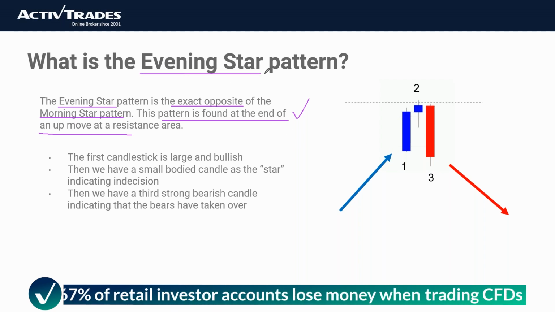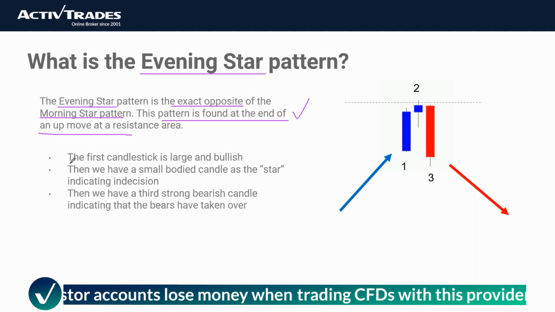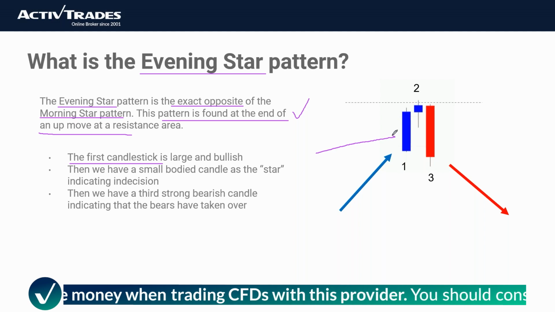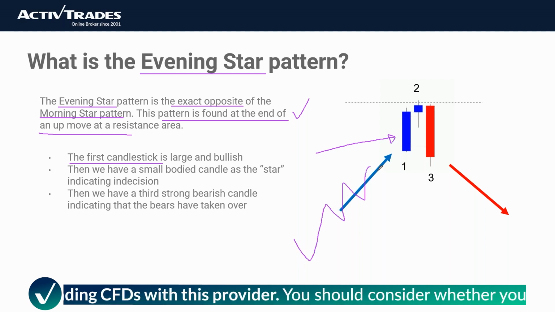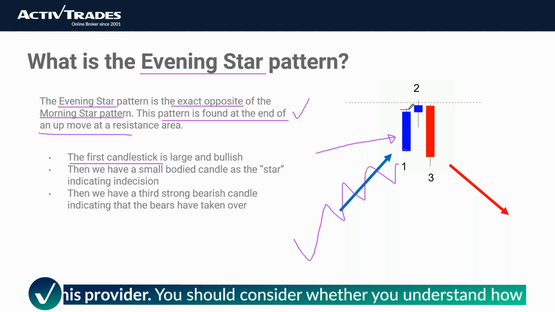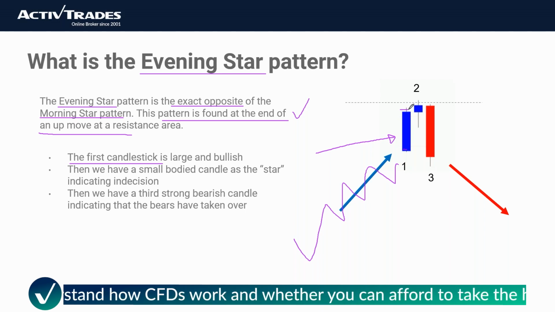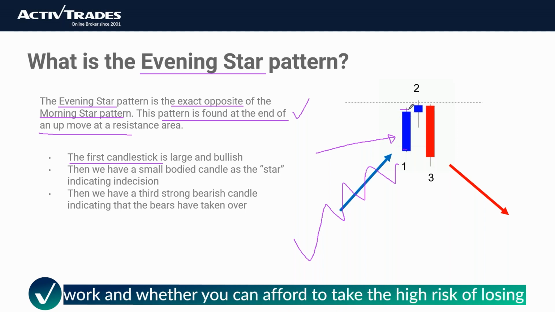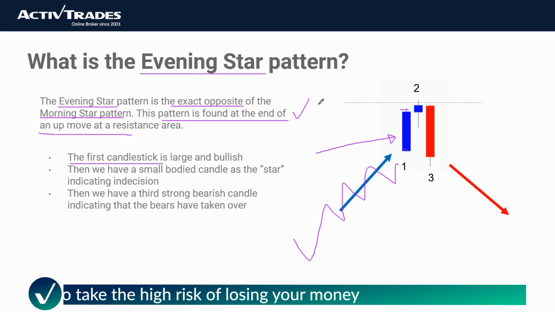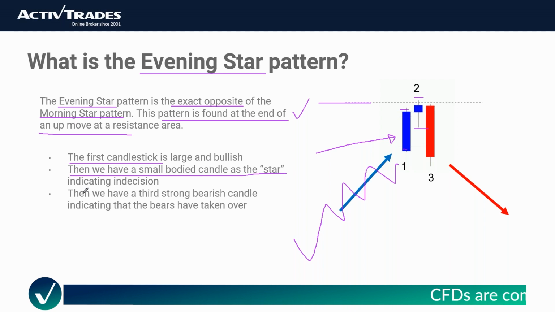So for an evening star pattern, as I said, it's the complete opposite. The first candlestick here is large and bullish. We've been in an uptrend. Price here prints a large bullish candle, and at that particular time that just might be seen as a bullish candle. We may not necessarily recognize that an evening star formation is being built. But we can see we're coming towards a level of resistance, and then we get the second candle here. The second candle should be a small-bodied candle as the star, indicating indecision.